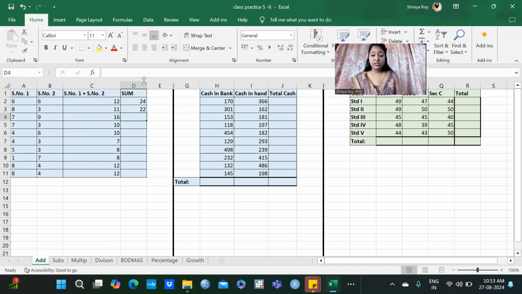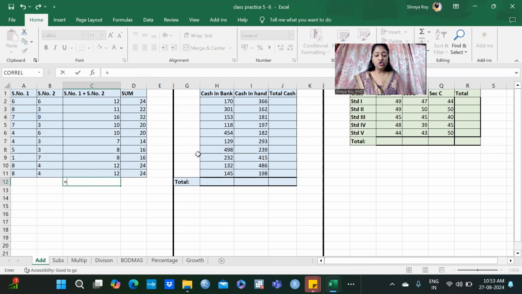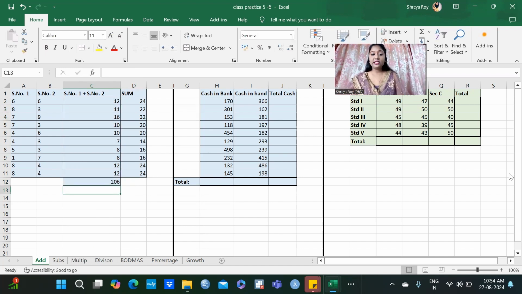That's about it. Two methods: one is this and the other method is this. So here also we can do a sum, select and drag, close bracket, enter.